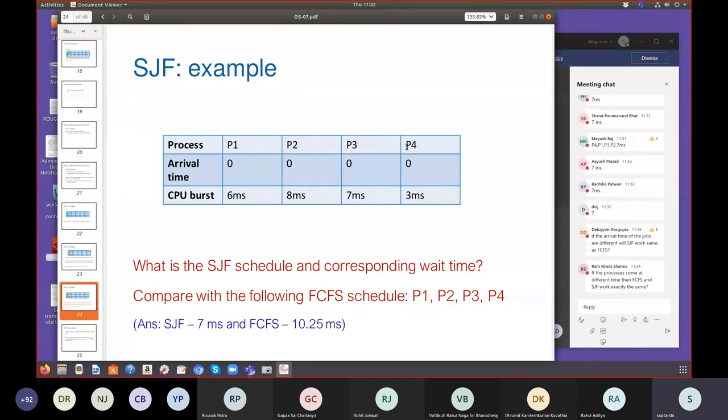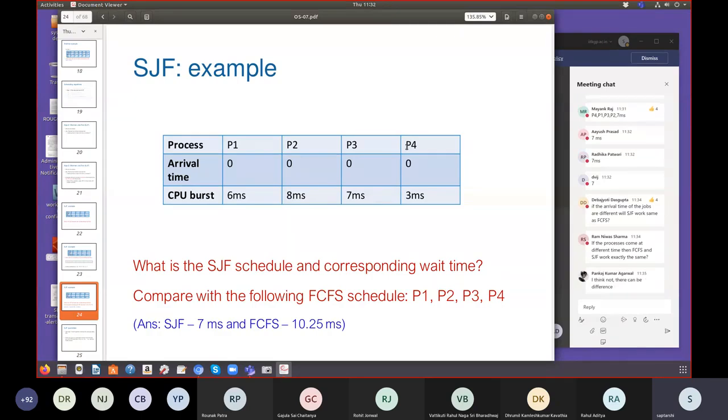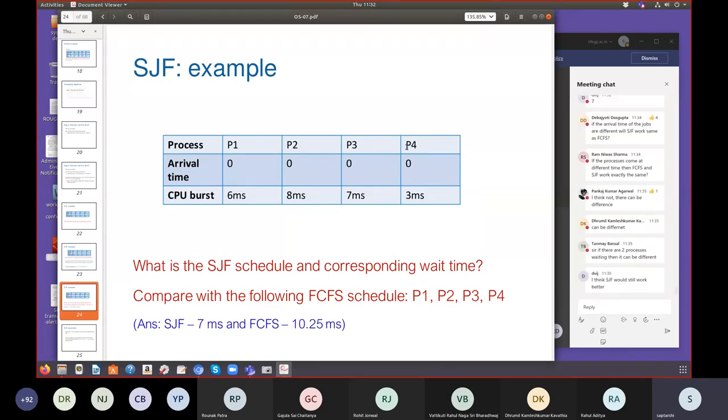Since this is non-preemptive, you might think so, but I have some doubts. So what do the others think? If the arrival times of the jobs are different, is it always the case that SJF will work the same as FCFS? Yeah, so I agree with what Pankaj and Dhrumil are telling. They can be different. Let me give one example.